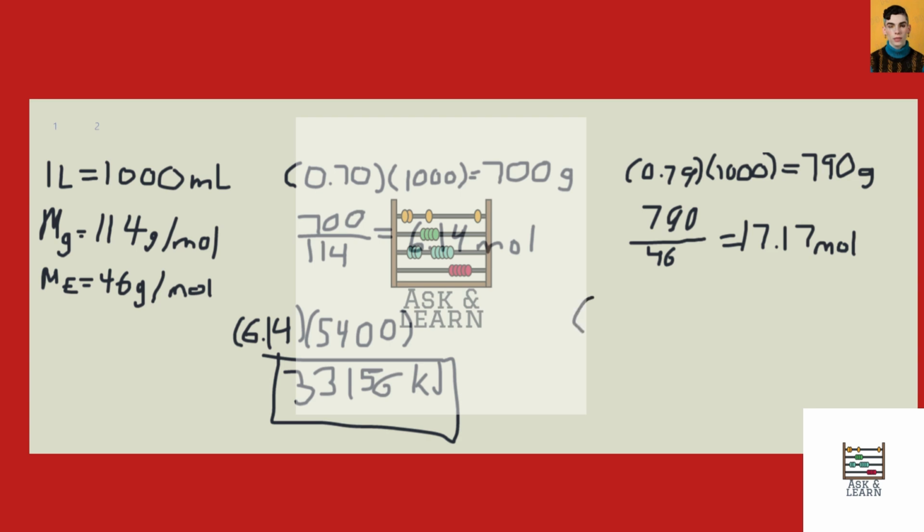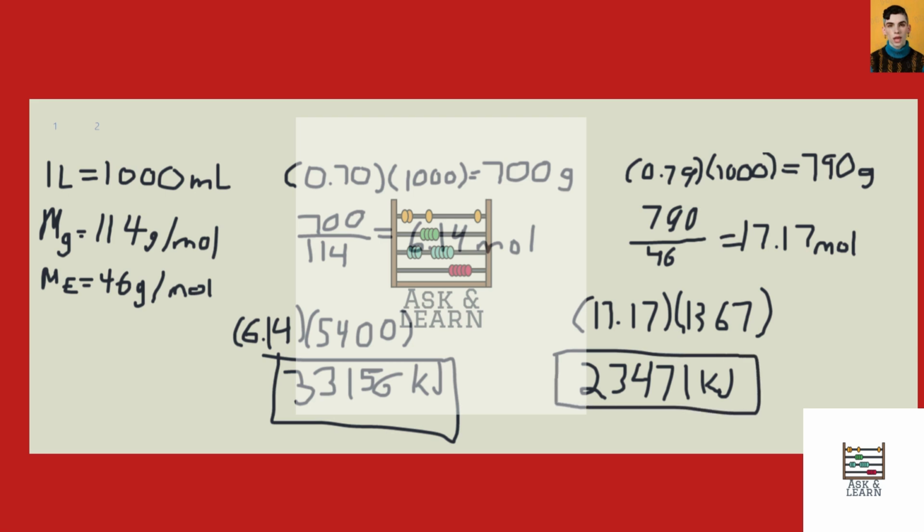Now we're going to multiply 17.17 times 1,367, which is going to be 23,471 kilojoules.